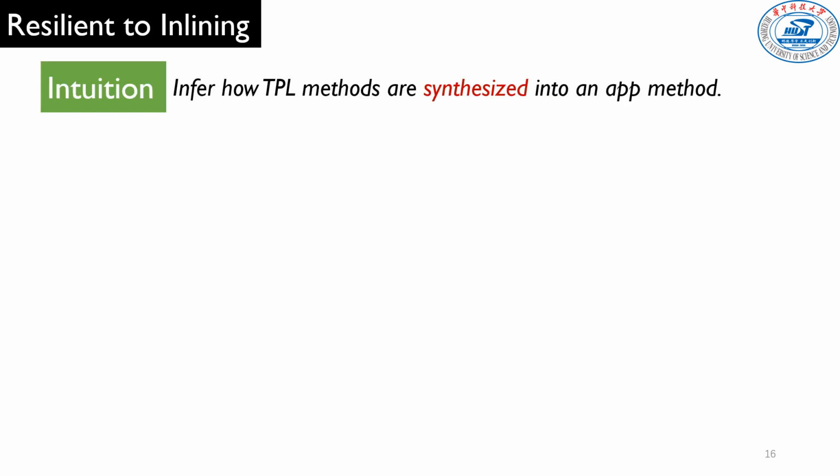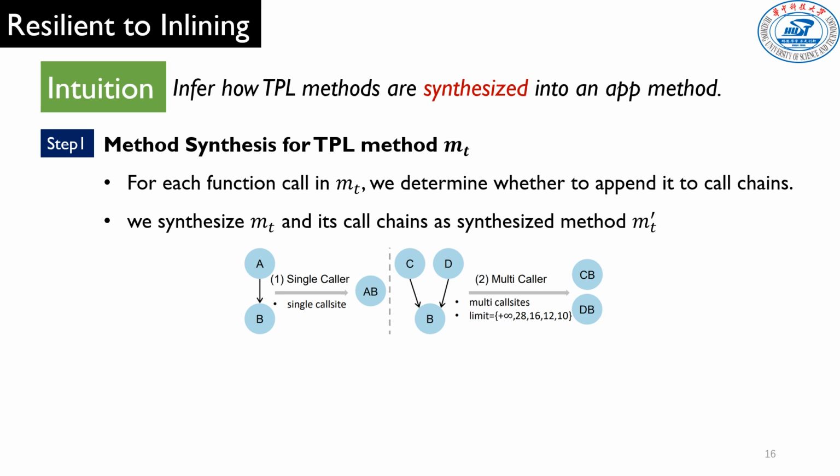To address the challenges posed by inlining, we focus on understanding how library methods are synthesized into app methods. Our approach involves two key steps. Step 1 is method synthesis. For each function call in the library method, we determine if it should be appended to the call chain. This process is iterative because each callee may also inline its own callees. This helps us create a synthesized version that includes the full call chain.